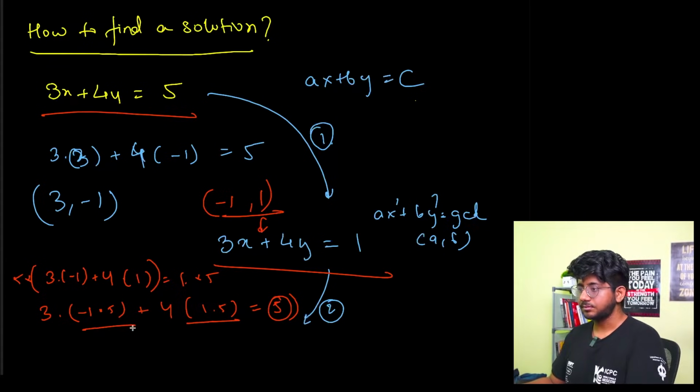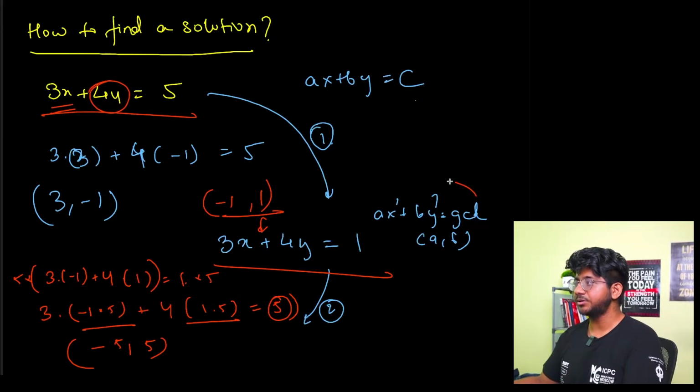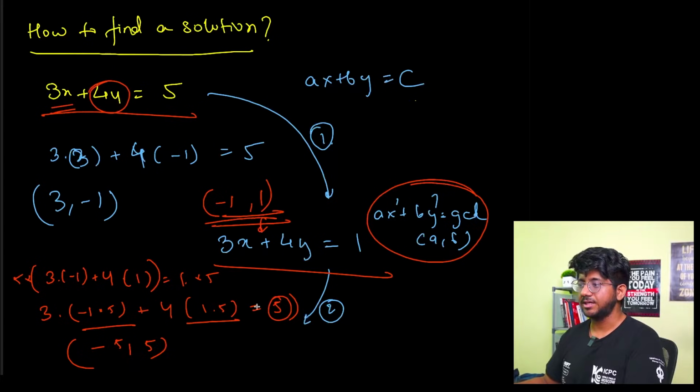So minus 5 comma 5, and you can actually put it in, right? Minus 5 would be minus 15, plus 20. 20 minus 15 is 5. So we got one solution, right? So we first convert it to this equation, find a solution, and then go to this.